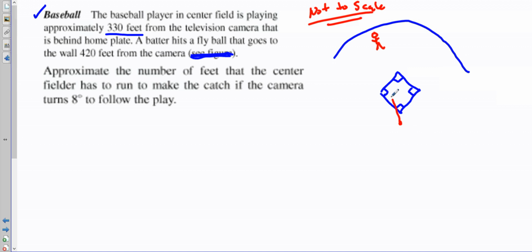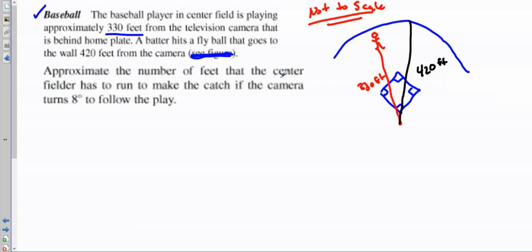So we know that this person is 330 feet away from the television camera. It says that a batter hits a ball that goes to the wall 420 feet from the camera. So what happens is this ball is hit and it's rocketed 420 feet to the wall.